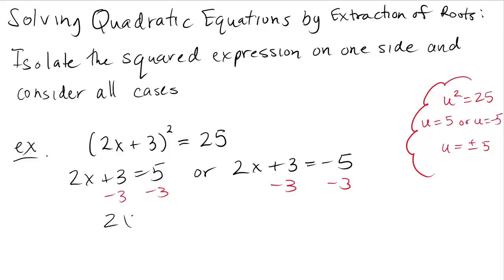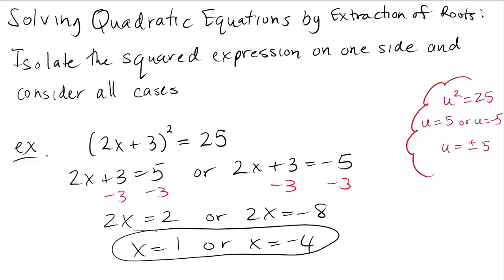So we get that 2x equals 2, or 2x equals negative 8. And then either using guess and check or dividing by 2 on both sides, we get that x equals 1 or x equals negative 4. You can go back and check those if you like. They do both work.